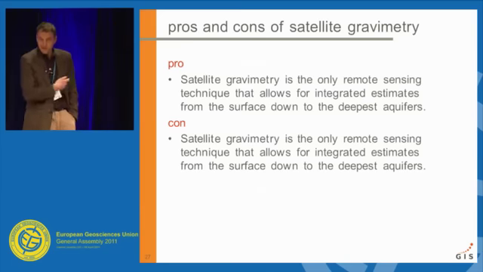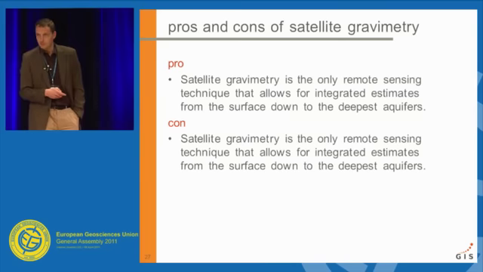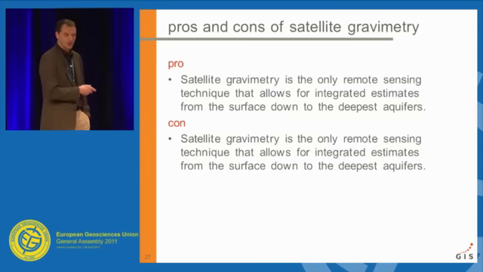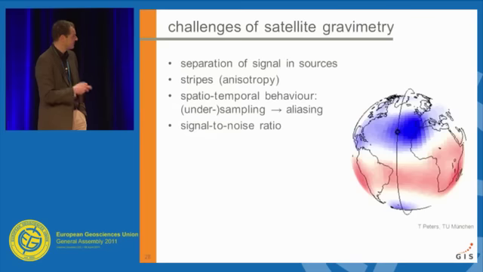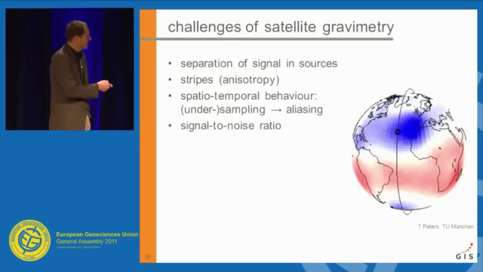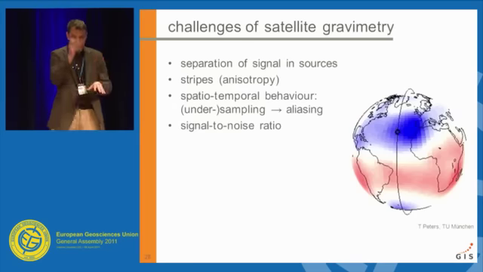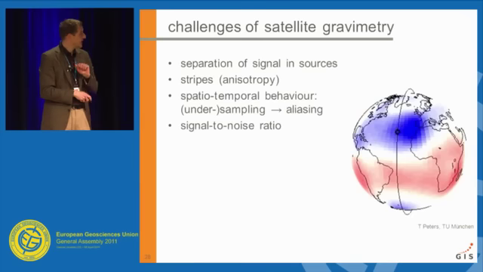So that means automatically that GRACE will never be the solution to a hydrological question. You always need, of course, other sensors. Now, the separation is one issue. These funny stripes that you just saw in the animation are another issue. That's typical for a measurement.